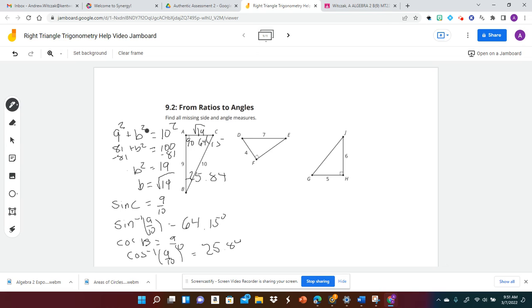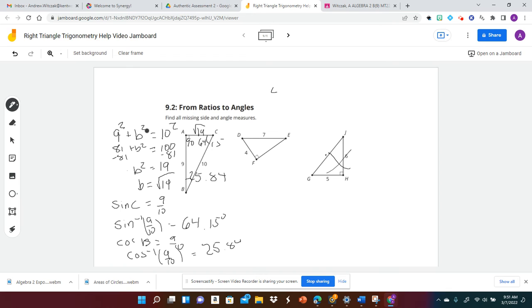And notice if you add 25.84 plus 64.15, that gives you about 90 degrees, which the triangles have to add up to 180. So in looking here, I'll do another example. We will skip this one. But we need to find this leg of the triangle.